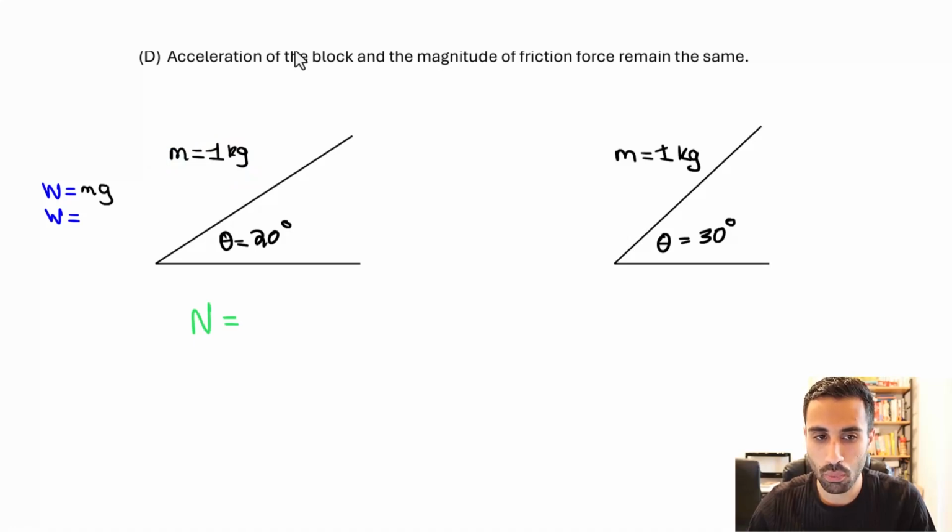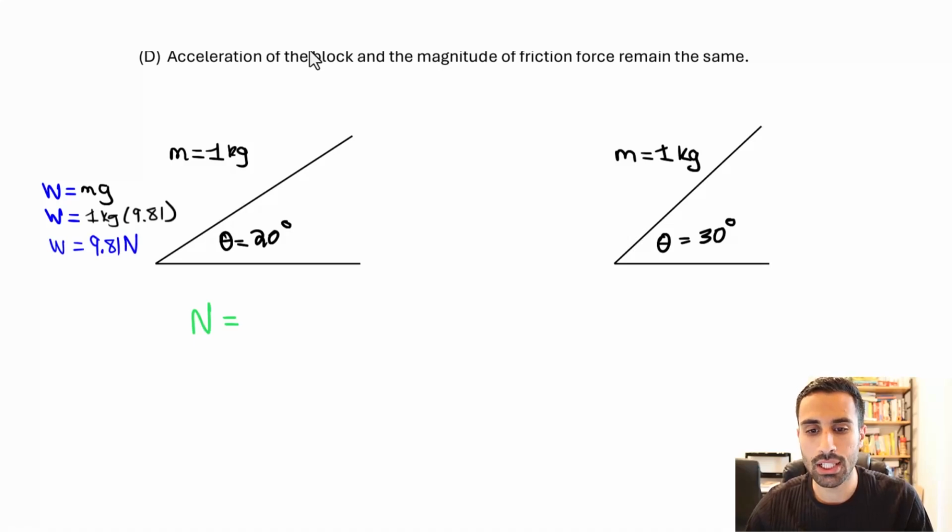So we just put the 1 kilogram times gravity, which is 9.81, and that will give us weight in units of newtons. So the weight here is going to be 1 times 9.81, which is 9.81 newtons. And that's going to be the case for this one, for the weight 9.81, because it's going to be the same weight. That's the weight in units of newtons.